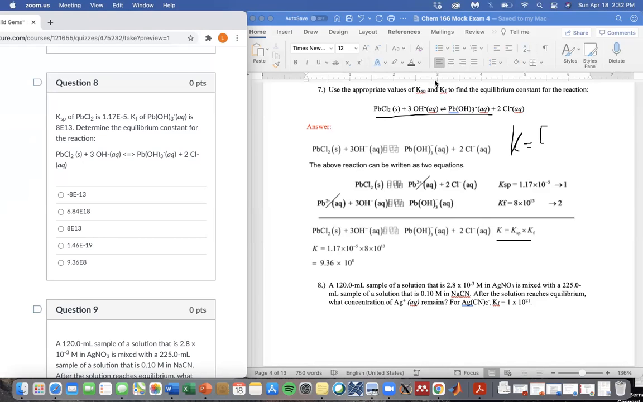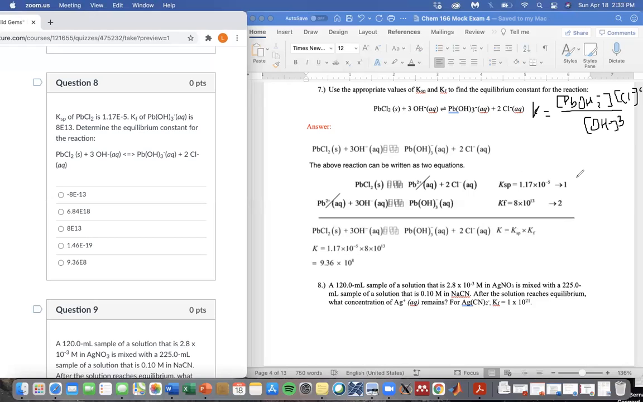So for example, your K for this would be K equals the Pb(OH)3 minus times Cl minus squared. And that would go over, PbCl2 would not be in it because it's a solid, but you'd have the OH cubed. And so that would be your K expression that you want for this reaction.